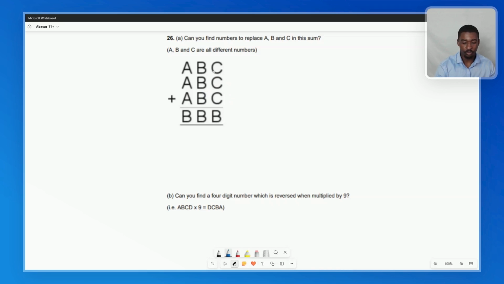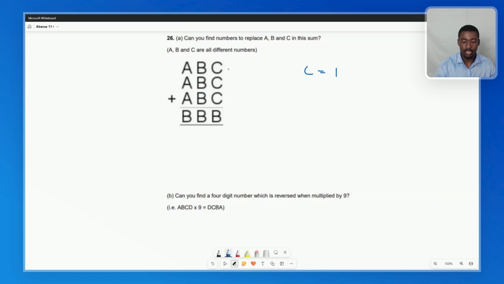For example, let's say C was equal to 1. That would mean that 1 plus 1 plus 1 equals 3, so B would equal 3. But then if B equals 3, we have 3 plus 3 plus 3, which is 9, which doesn't work because B is meant to be 3. So we can see how we're going to have to try out a few numbers for this to work.